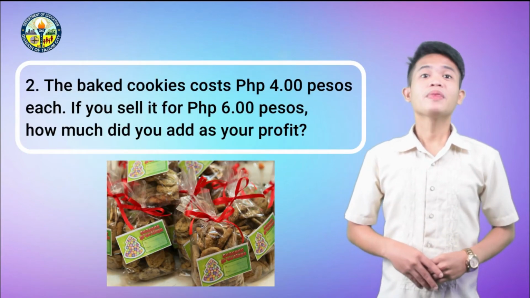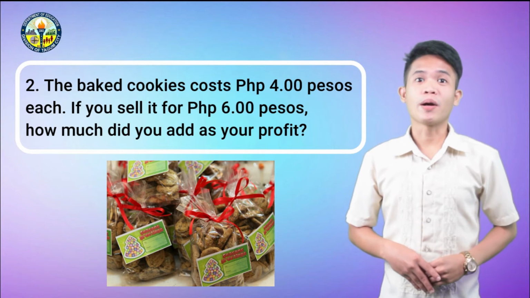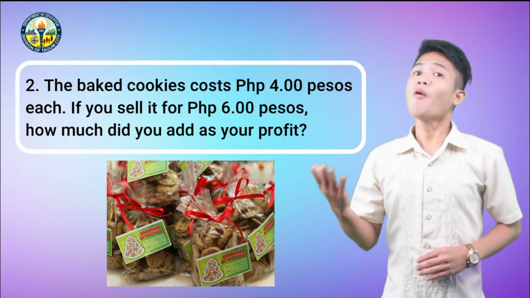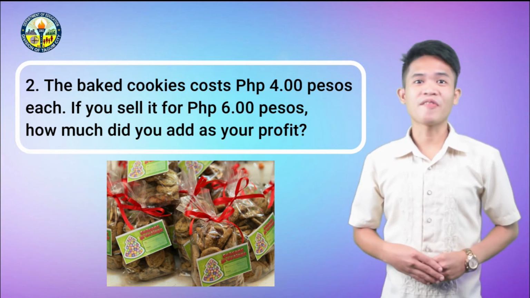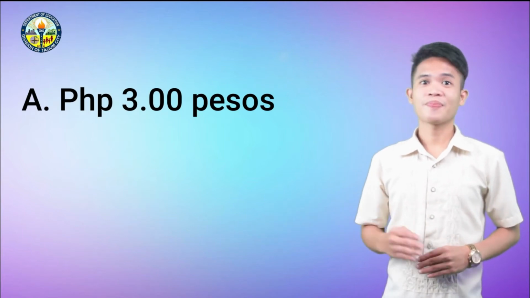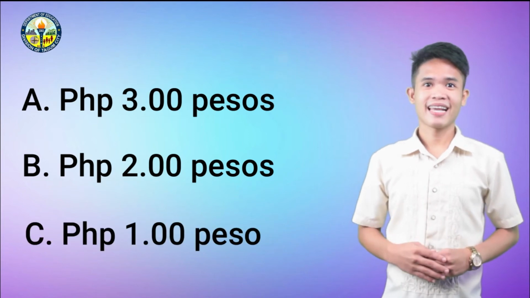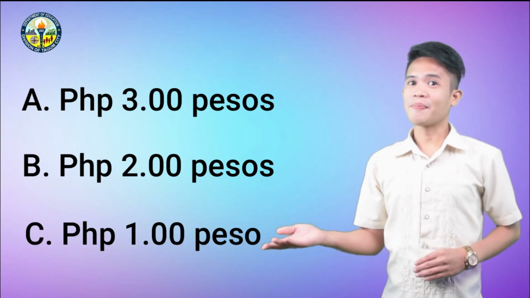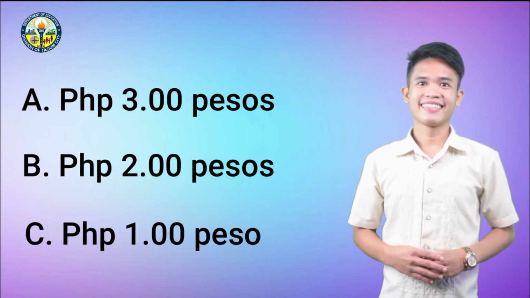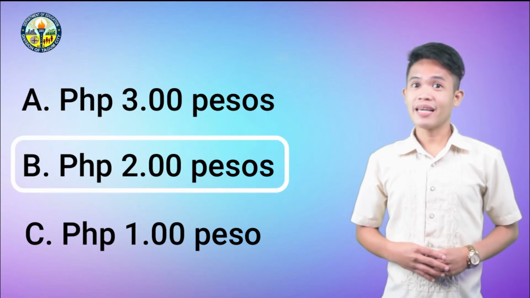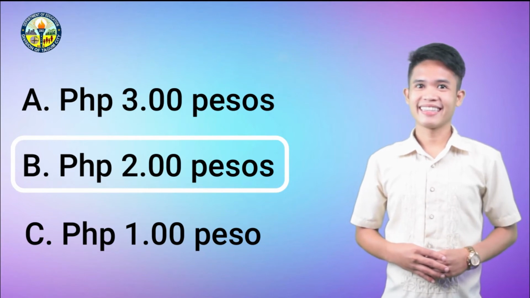Number 2, the baked cookies cost 4 pesos each. If you sell it for 6 pesos, how much did you add as your profit? Letter A, 3 pesos. Letter B, 2 pesos. Letter C, 1 peso. The correct answer is letter B, 2 pesos.